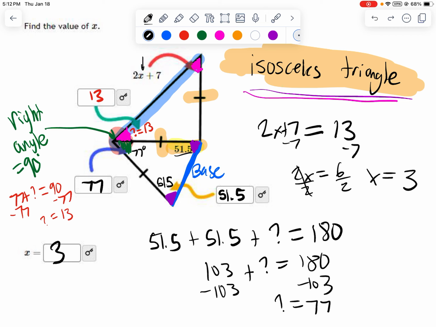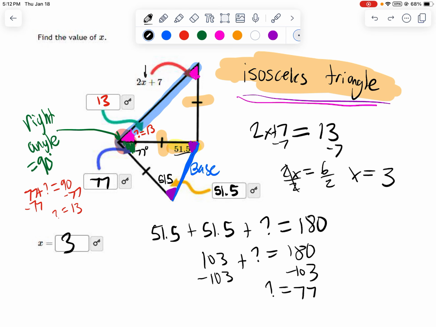But that is how you would solve for this. Just use your properties of isosceles triangles. Once you know you have two congruent sides, find your base angles, right? It's as crazy as it has to go on a lot of these.